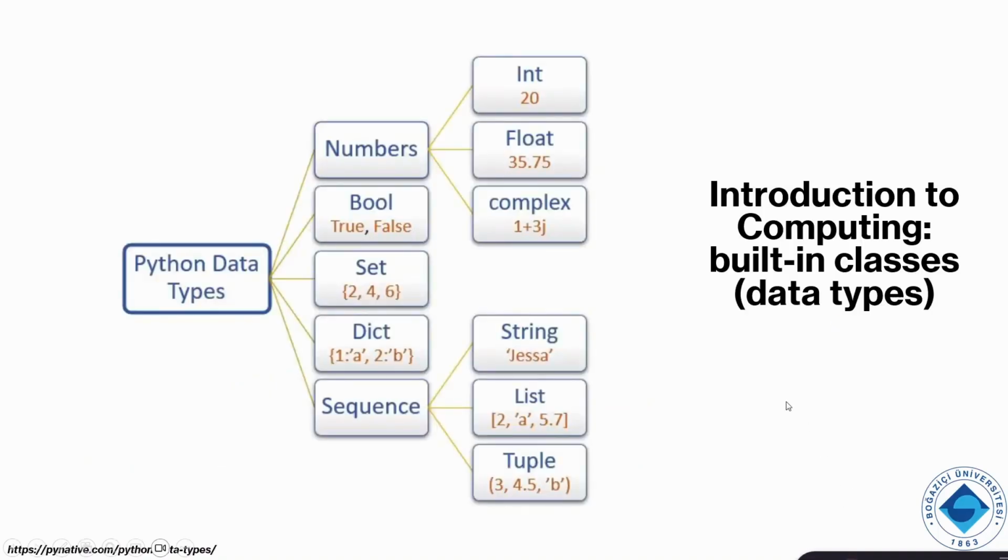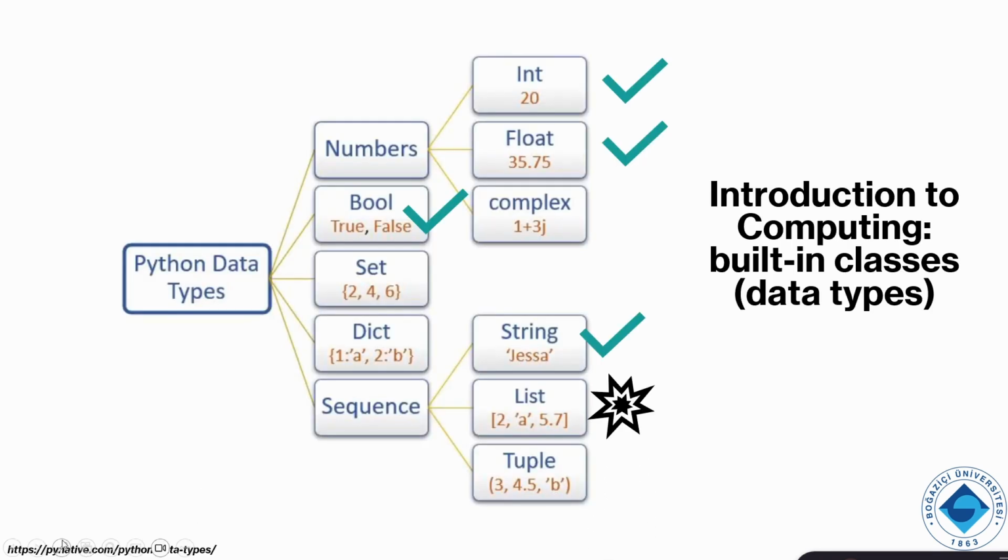Okay, until now, we saw data types like integer, float, bool, and string, and this week we will learn lists. Let me explain one concept. We called them data types before, but you can also call them classes, right? They are the same.